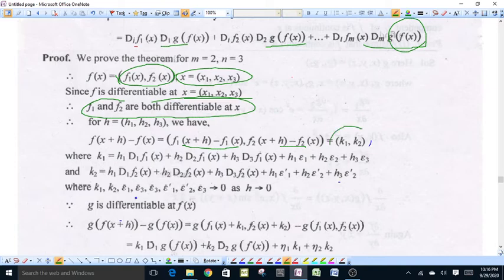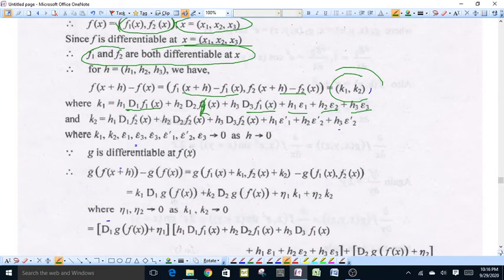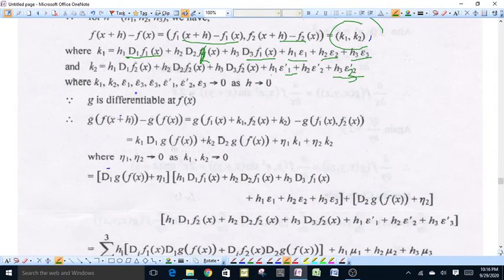Suppose this is equal to (k1, k2), where k1 is equal to h1 d1 f1(x) + h2 d2 f1(x) + h3 d3 f1(x) + h1 epsilon1 + h2 epsilon2 + h3 epsilon3, and k2 is h1 d1 f2(x) + h2 d2 f2(x) + h3 d3 f2(x) + h1 epsilon1' + h2 epsilon2' + h3 epsilon3', where k1, k2, epsilon1, 2, 3, epsilon1', 2', 3' approach 0 as h approaches 0.